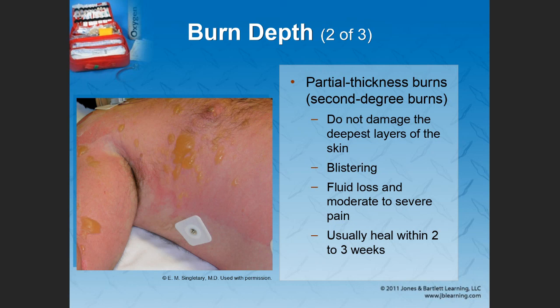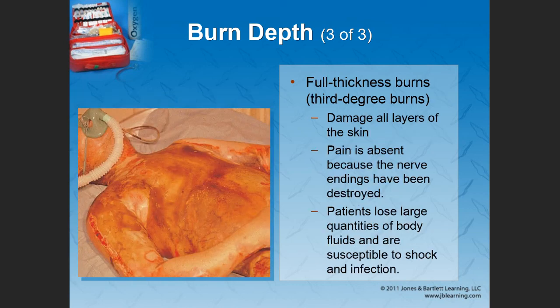Then you have your full thickness. Now, full thickness burns is when it goes through all 3 layers of the skin. And you start to see the eschar tissue where the skin gets leathery. All of that is dead skin, right? So when it starts to get to that leathery texture, that is dead tissue. It needs to be removed. So it damages all layers of the skin. Pain is absent because the nerve endings have been destroyed. Patients lose large quantities of body fluids and are susceptible to shock and infection.